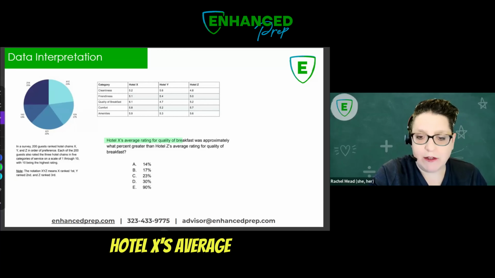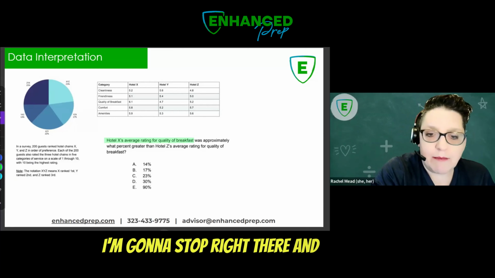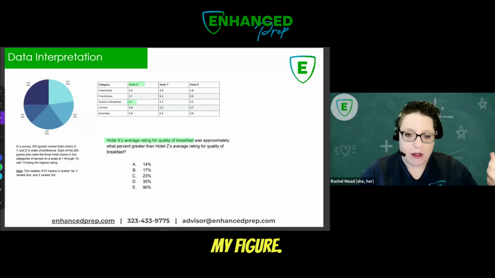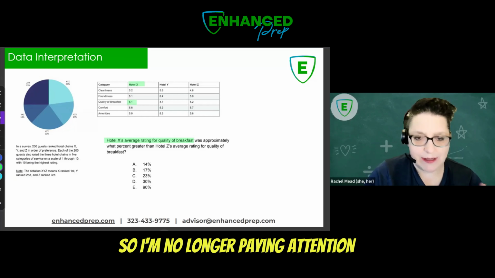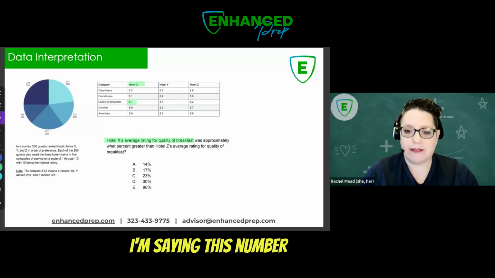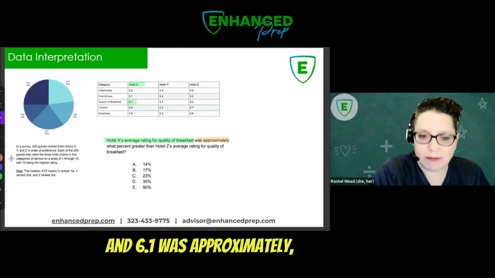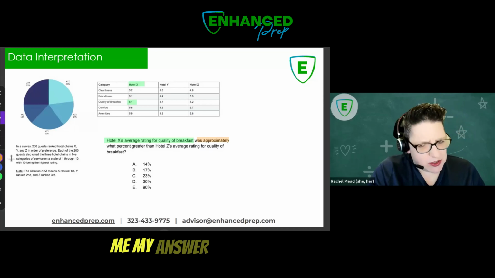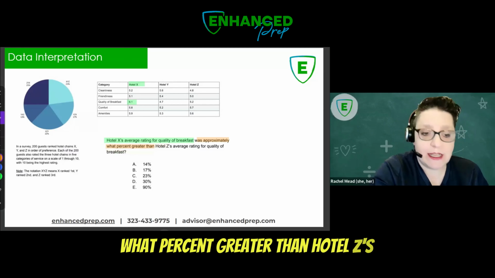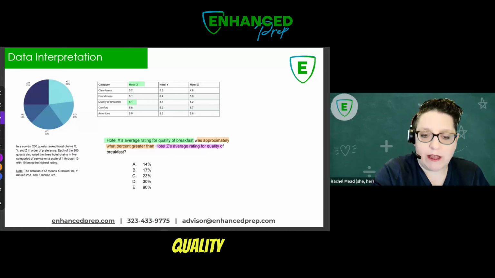Hotel X's average rating for quality of breakfast. I'm going to stop right there and make sure that I anchor that data from my figure. So I'm no longer paying attention to this Hotel X and its quality of breakfast. I'm saying this number is now 6.1. And 6.1 was approximately, so that tells me my answer is not going to be exact, what percent greater than Hotel Z's average rating? Okay, new data for quality of breakfast.